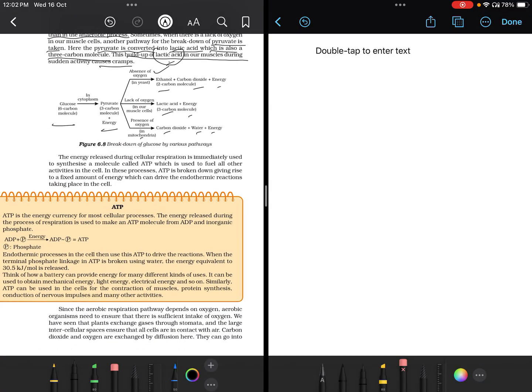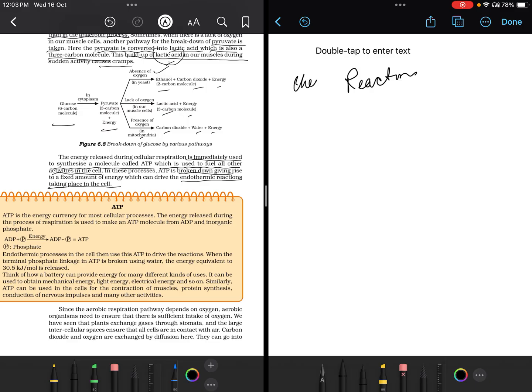Okay. Now, the energy released during the cellular respiration is immediately used to synthesize a molecule called ATP, which is used to fuel all other activities in the cell. In these processes, ATP is broken down giving rise to a fixed amount of energy which can drive the endothermic reactions taking place in the cell. Now, reactions are of two types. You will get this in your chemistry class. For the timing, I'm just explaining the terms, okay?